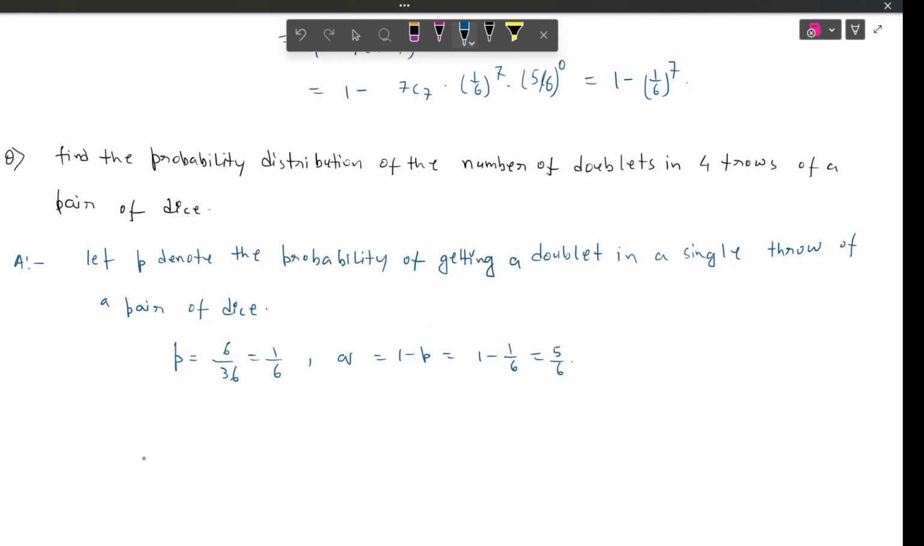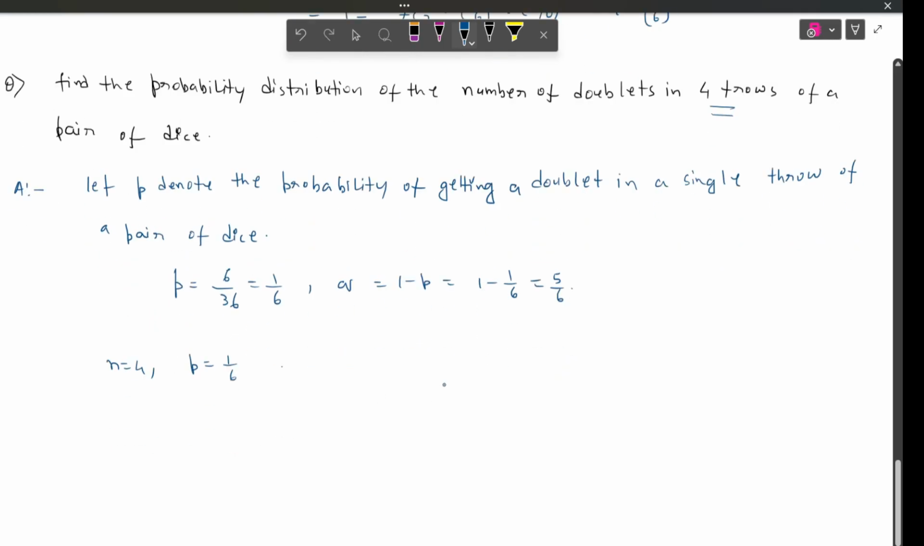Now here we have thrown 4 times. So our n is 4 and P we have calculated as 1 by 6 and Q as 5 by 6.